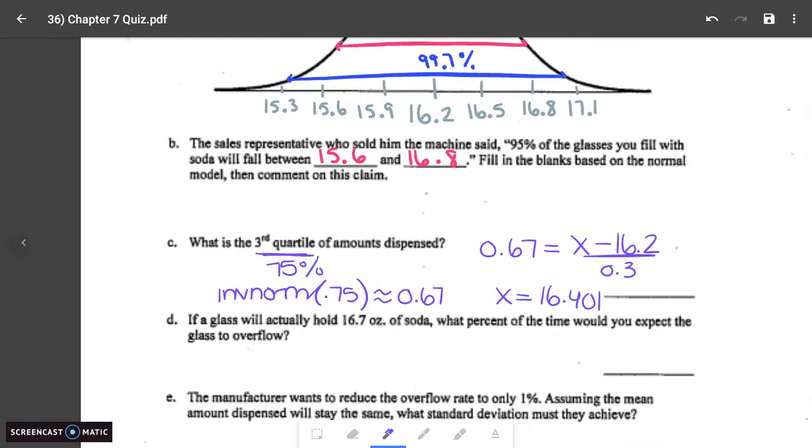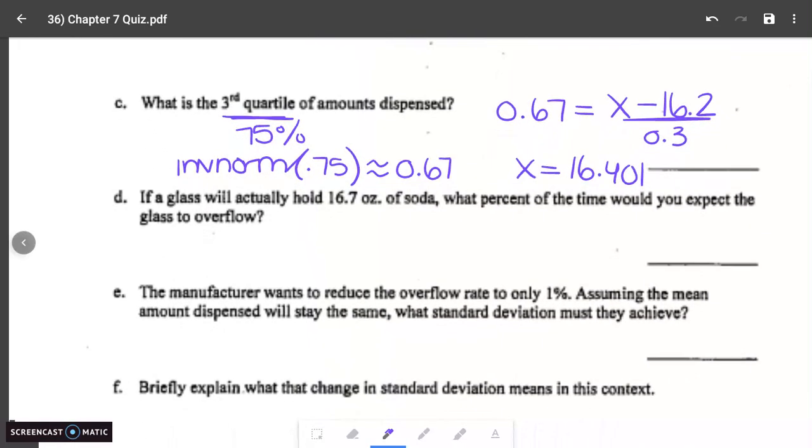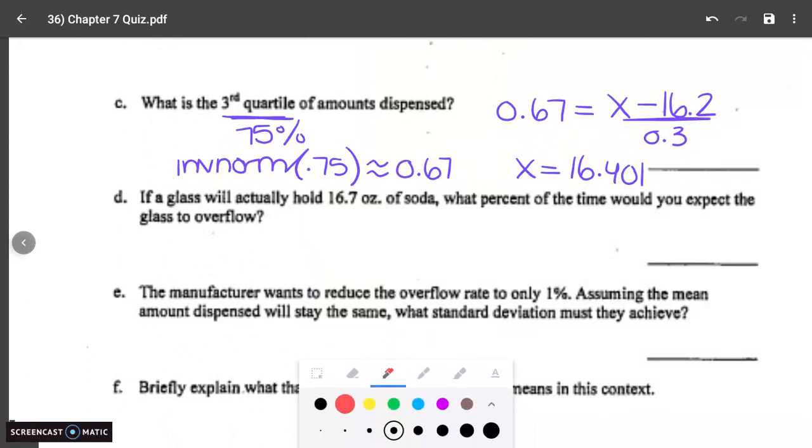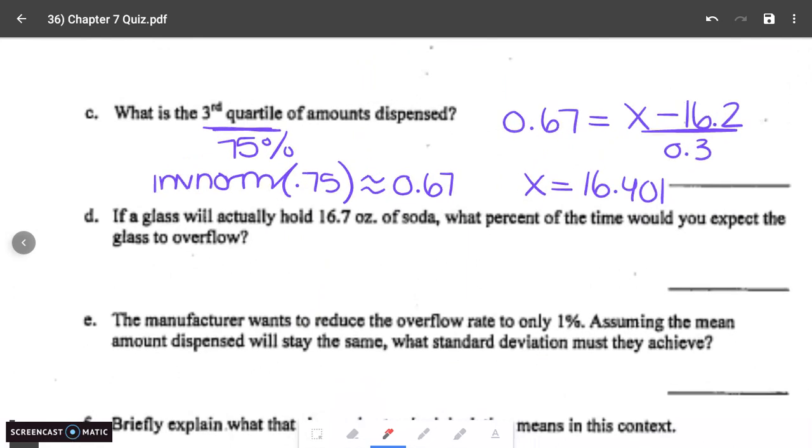In part D, if the glass will actually hold 16.7 ounces, we want to think what percent of the time we're expected for it to overflow. So now we have to calculate our z-score first. So we take our value of the 16.7. We're using that same mean of 16.2, and it's all over the standard deviation. So we're going to get 1.67.